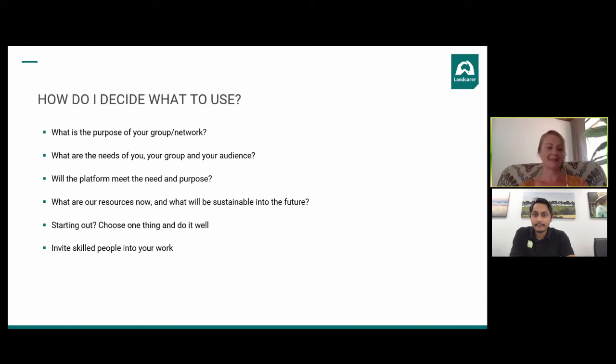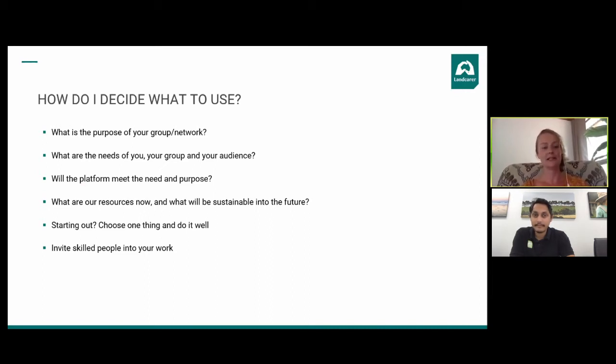And then the last point that I want to make is inviting skilled people into your work. I think that often people get caught up feeling really pressured to know how to do everything, to get it right, and to be able to promote your group really well. And a good example of this was when I was working with our regional network, Landcarer.